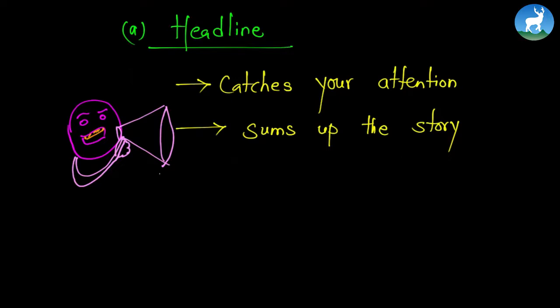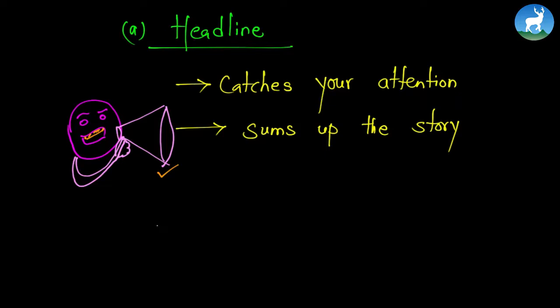It is like someone shouting, as you can see in the figure. A headline literally shouts. It says, okay, look here, and look at the story, read this. Bus mishap kills 40. Now it catches your attention. You want to learn how this bus mishap happened, and why so many people are dead. So it sums up the story. What is the story all about? It is about a bus mishap killing 40 people. So it's like a person shouting in a loud way.